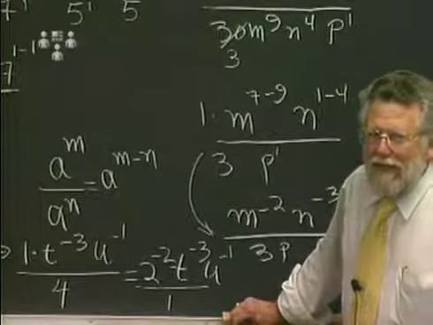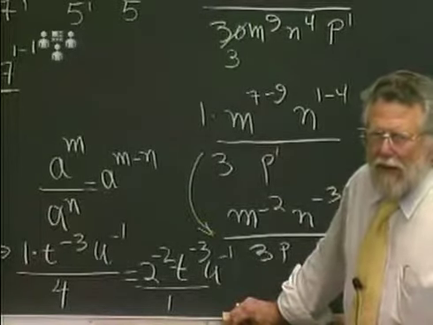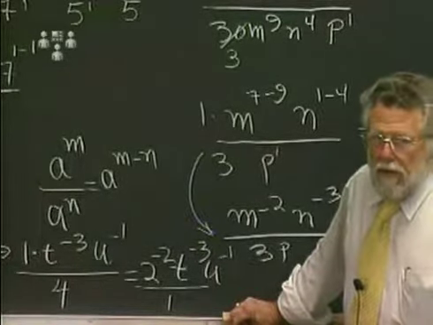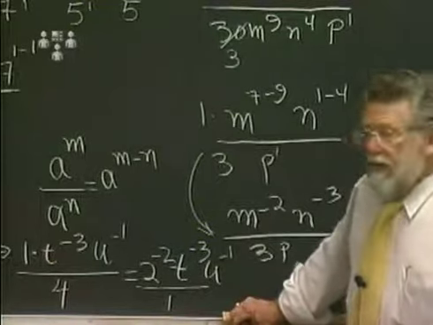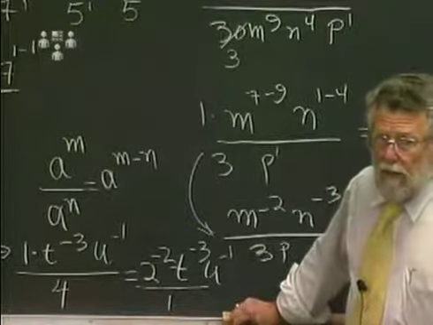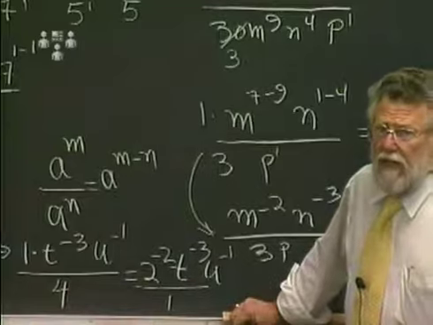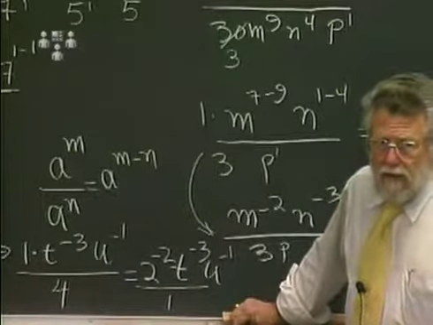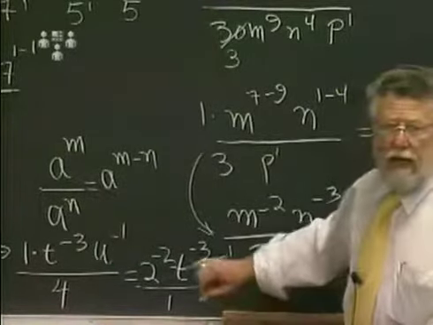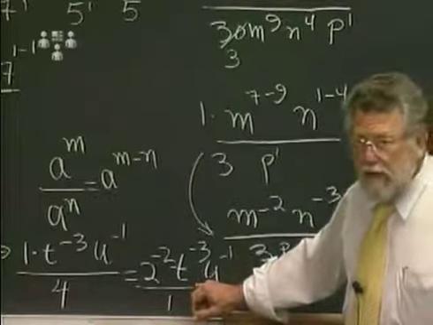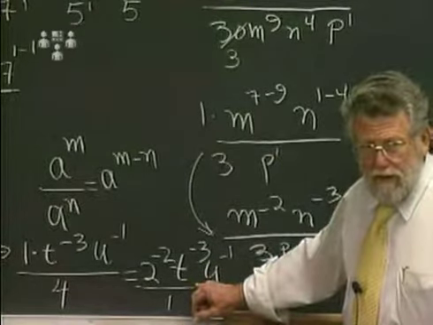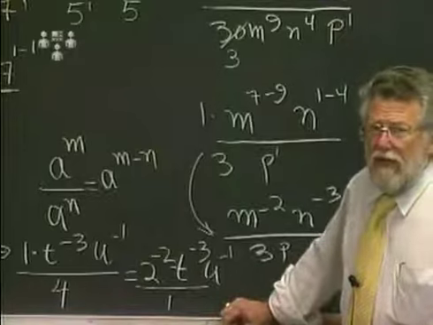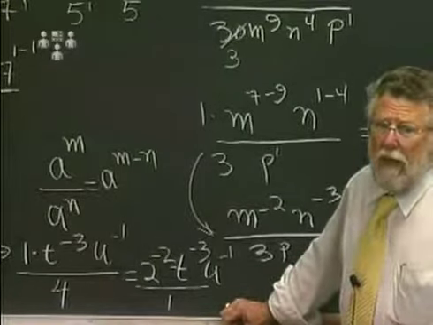Let that sink in. If a denominator is 0, I am in trouble. So if t is 0, I am in trouble. If u is 0, I am in trouble. So I have to have an implied restriction. It says any value for t and u you want except 0.